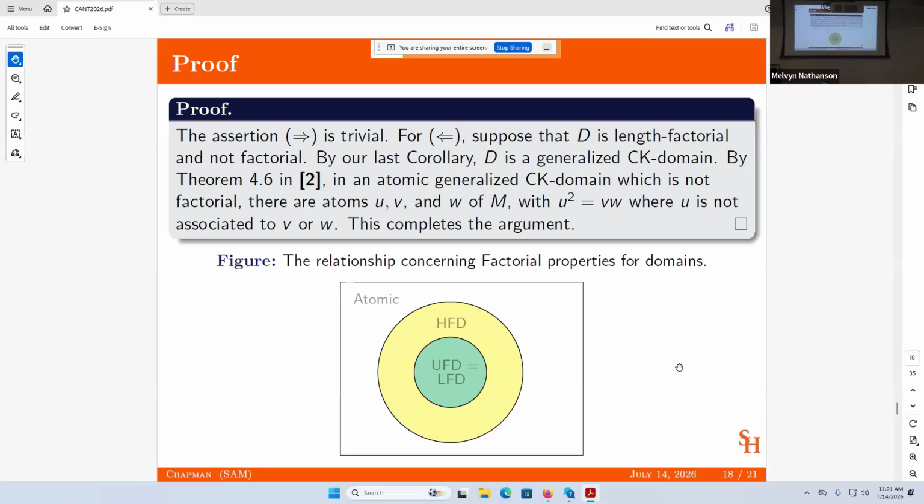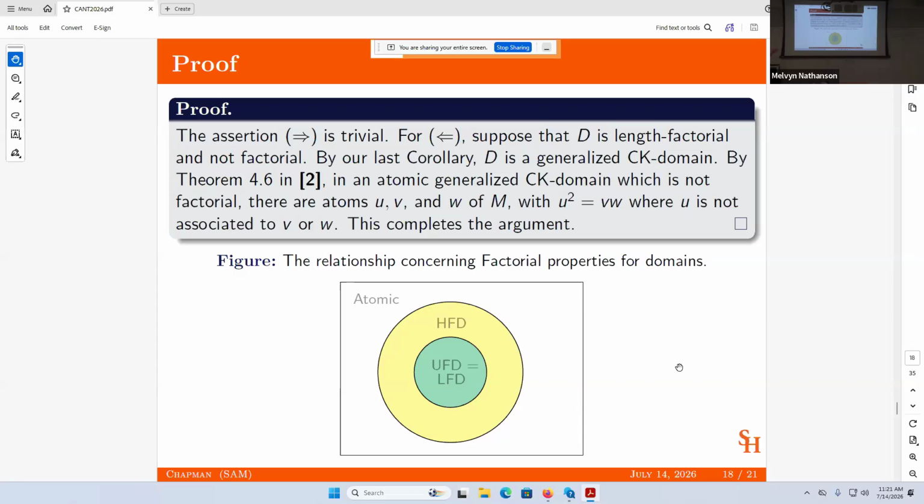Left to right is trivial. To go backwards, if you've got something that's length factorial and not factorial, by the corollary, it's a generalized Cohen-Kaplansky domain. By the properties of a Cohen-Kaplansky domain, if it's atomic and it's not factorial, there are atoms U, V, and W, which are distinct, so that U squared is VW. You're done. It can't be length factorial in a very simple manner, right? At level 2, in some sense.